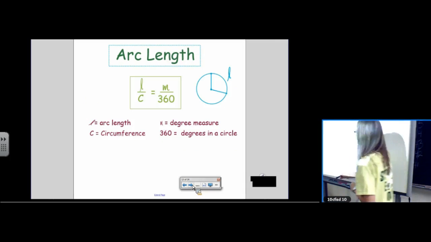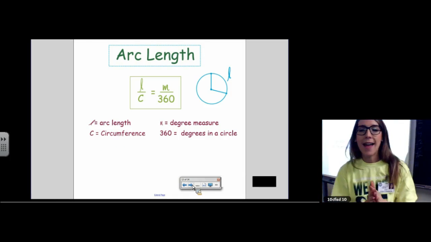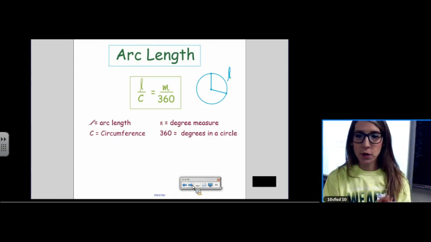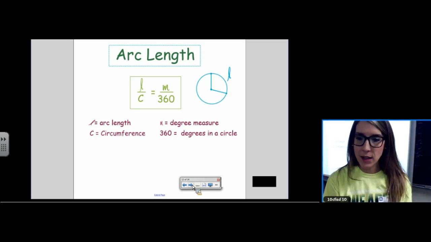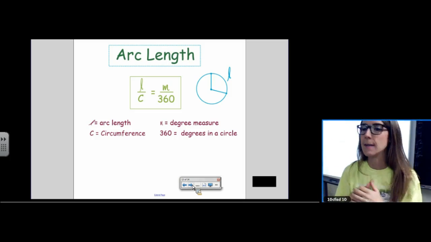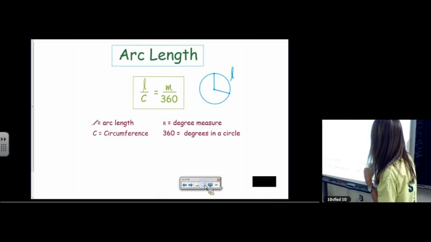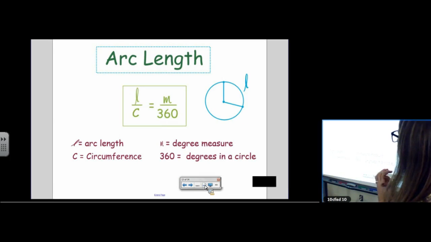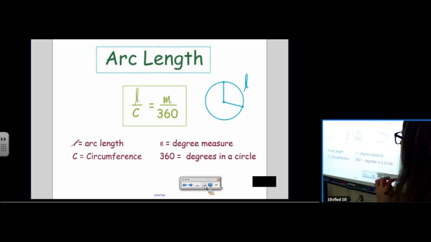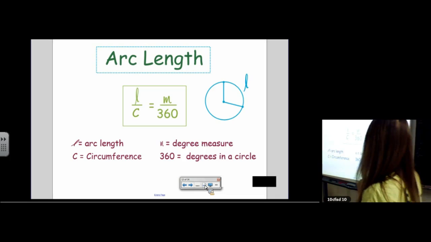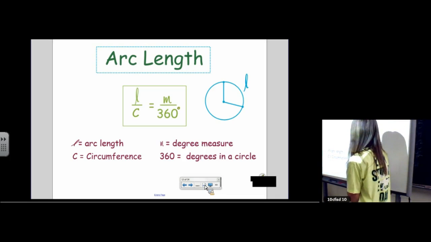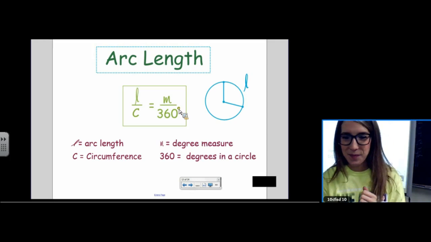So write this handy-dandy proportion in your notes. I like to think of it as part over total equals part over total. The arc length over the circumference equals the degree measure over 360. I'll add a little degree symbol.